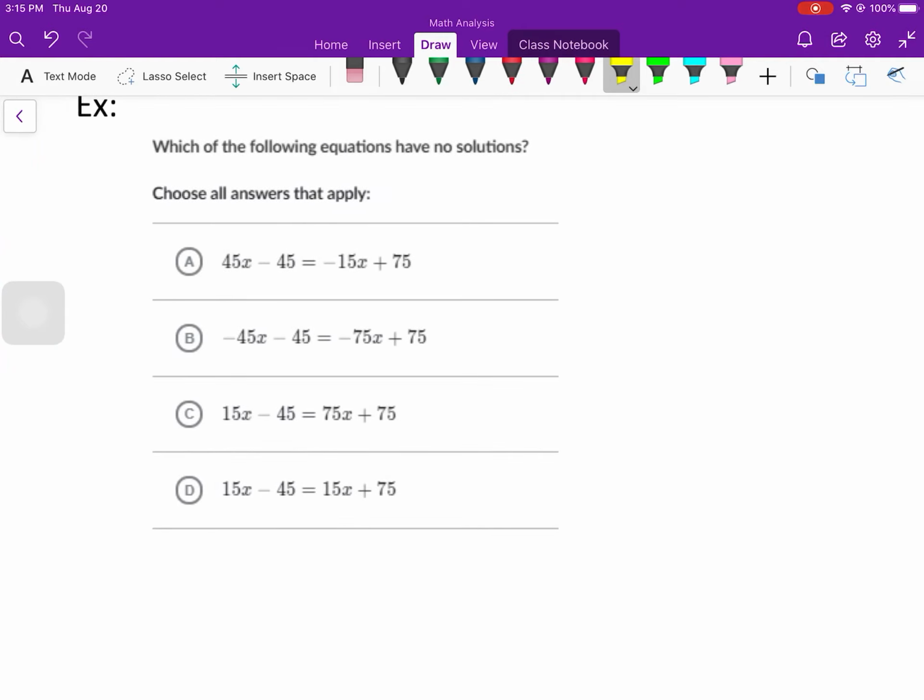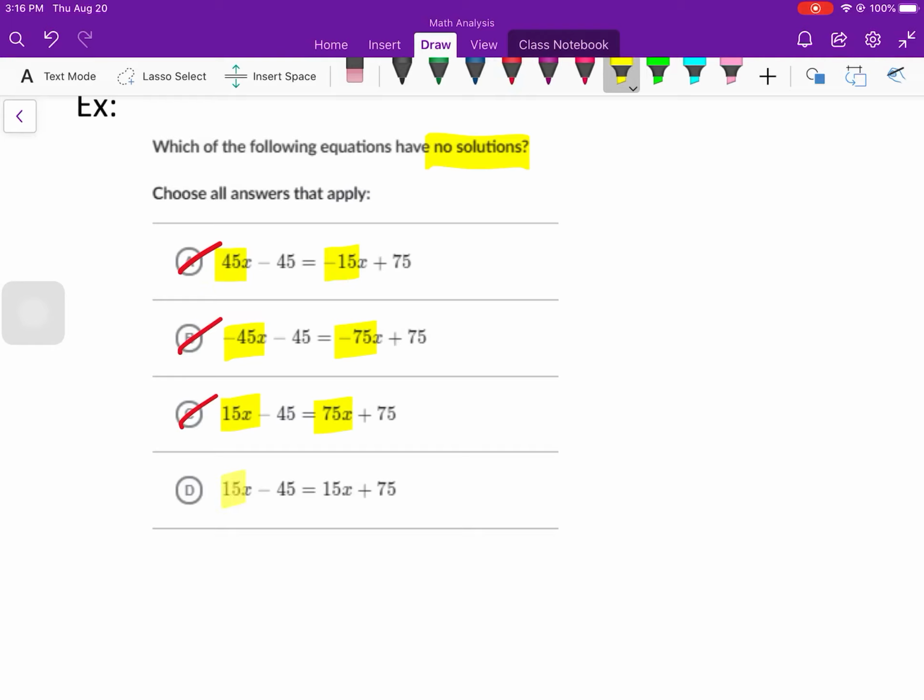Looking at this example, we want to find one with no solution. So we want it to have the variables cancel, but at the same time not have the same thing on both sides. So right here, 45x and negative 15x, the variables aren't going to cancel. That one's out. Negative 45x and negative 75x, those variables won't cancel. So that one's out. 15x and 75x, those variables won't cancel.